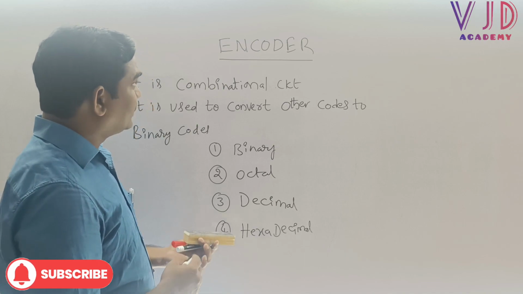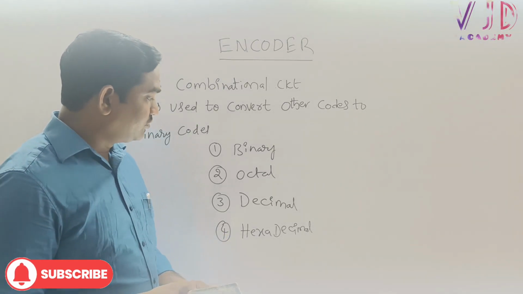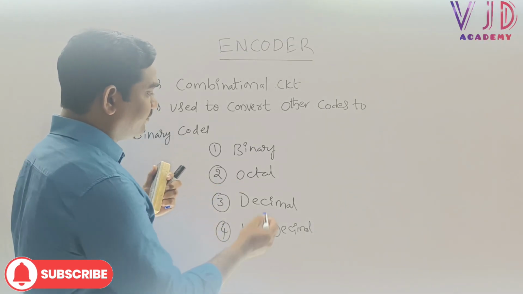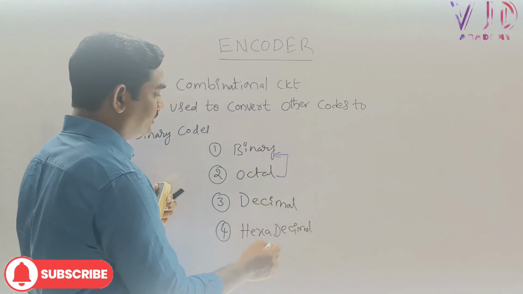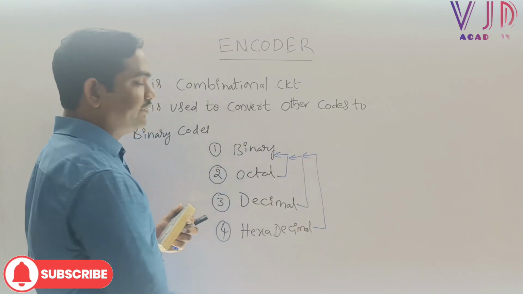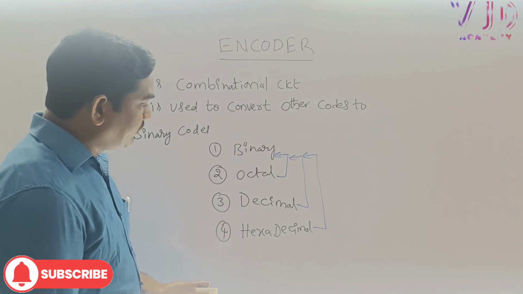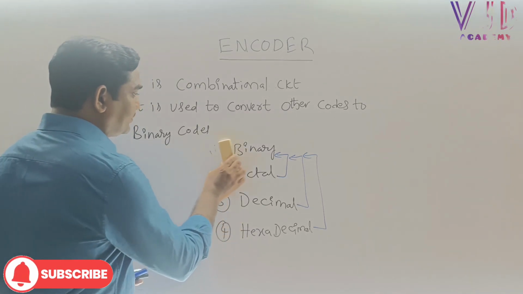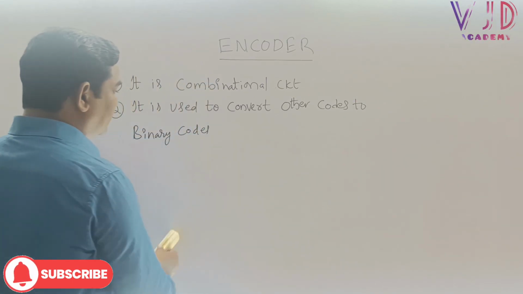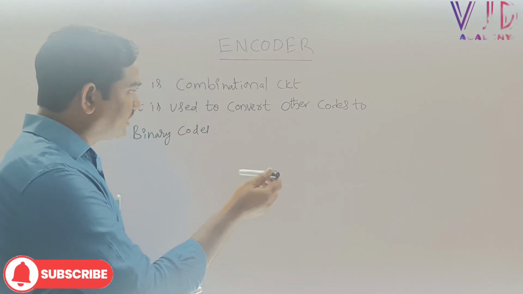So now here encoder is used to convert octal to binary, decimal to binary, hexadecimal to binary, we can say. Which means what I am trying to teach here is, it is used to convert all other codes to binary codes. Sir, here if you are able to concentrate for 1 minute, you will understand the logic.